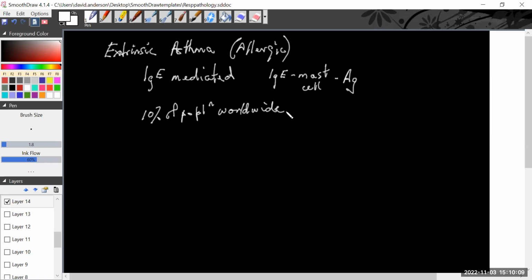And the location for the pathology, and that's important again to differentiate from other types of obstructive diseases, is in the smaller bronchi and bronchioles. So further down that tree of branches.